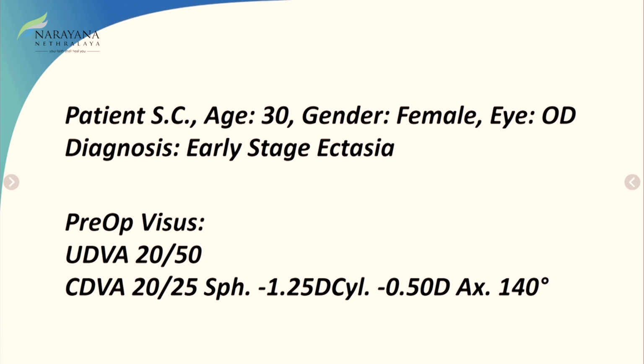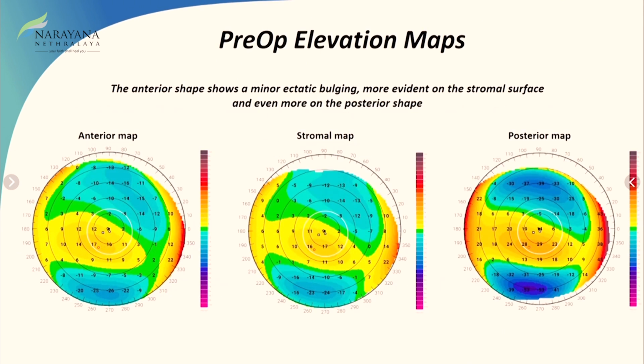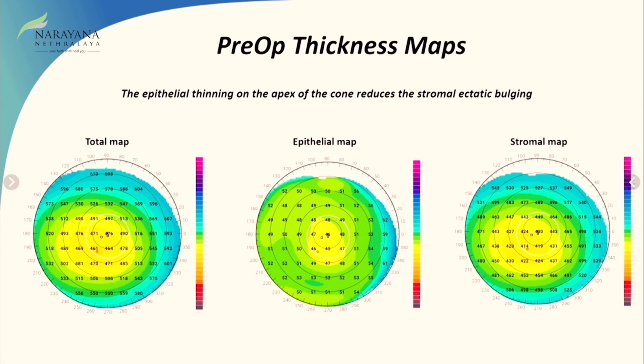Best corrected visual acuity of 20/25 was minus 1.25 with minus half diopter of astigmatism, and the uncorrected vision is 20/50. Let us see the data acquisition by Precisio, which is the anterior map. We see the bumpy cornea in the anterior map that matches the stromal one, and of course the posterior map has a more bumpy cornea because keratoconus starts from the posterior surface. And this is the thickness map. Again, you can see clearly that the epithelium is thinned out over the ectatic area on the anterior surface of the cornea and on the ectatic area of the stromal side.